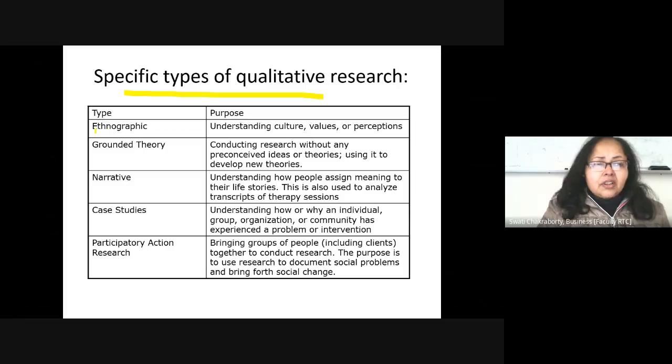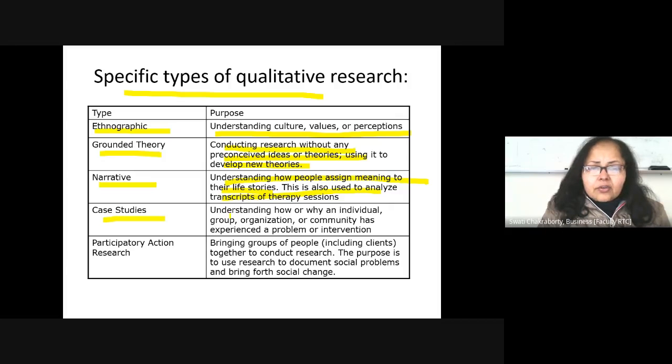The different types. First is ethnographic, where the purpose is to understand the culture, values, and perceptions. Grounded theory, where the research is conducted without any preconceived ideas or theories, and it's used to develop new theories. Narrative, where we understand how people assign meaning to their life stories. It's also used for analyzing transcripts of therapy sessions.